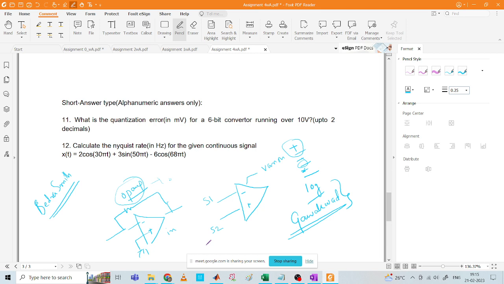This is very important. Anything else? I can tell you the books, and maybe you can read them and come back and ask me in the next session. Sedra Smith would be a very good book. Can anyone tell me this one, quantization error of 6-bit?